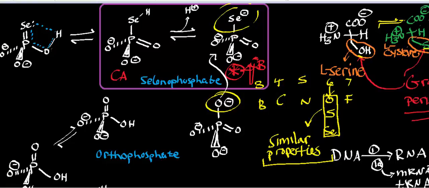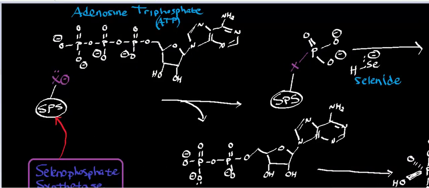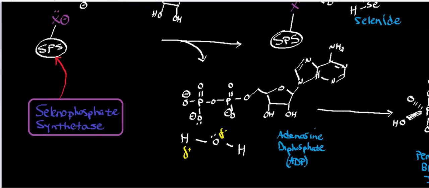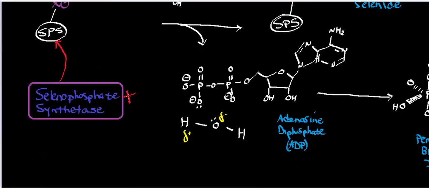But this selenophosphate is what we refer to as activated selenium. So it turns out if you want to transfer selenium onto anything, generally what you have to do is activate it. And so we're going to look at the synthesis of selenophosphate, and in the next video we'll see what happens to selenophosphate. And the enzyme that's going to be making selenophosphate is referred to as selenophosphate synthetase. The term synthetase in the name gives us a clue as to what one of the reagents might be.